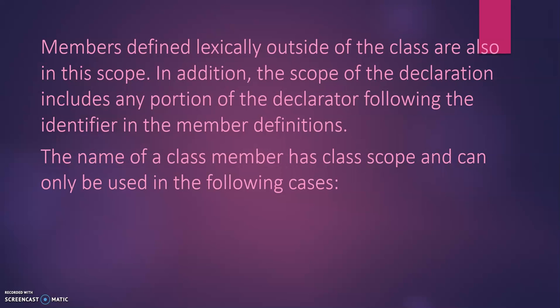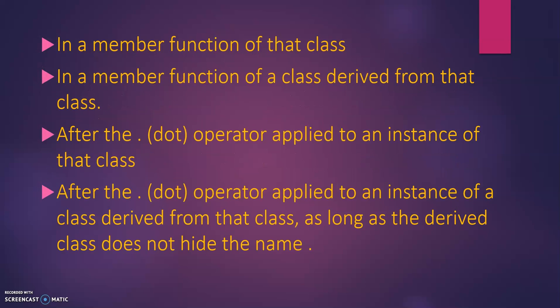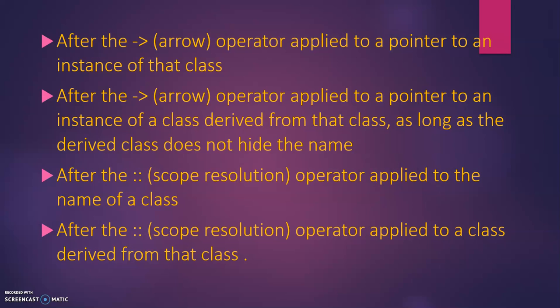The name of a class member has class scope and can only be used in the following cases. First, in a member function of that class. Second, in a member function of a class derived from that class. Third, after the dot operator applied to an instance of that class. Fourth, after the dot operator applied to an instance of a class derived from that class, as long as the derived class does not hide the name. Fifth, after the arrow operator applied to a pointer to an instance of that class. Sixth, after the arrow operator applied to a pointer to an instance of a class derived from that class, as long as the derived class does not hide the name.